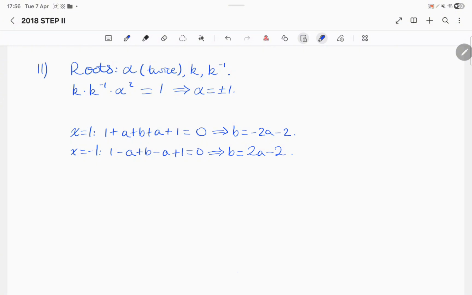We can now consider the cases where x is equal to plus or minus 1. In the case x = 1, we have that 1 + a + b + a + 1 = 0, and therefore b = -2a - 2. In the case where x = -1, we have, similarly, that b = 2a - 2.